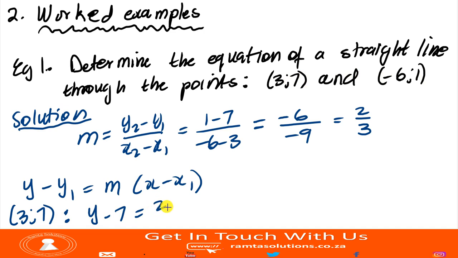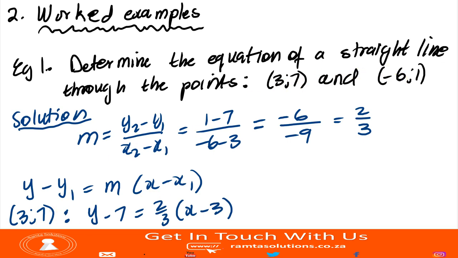What is our gradient? 2 over 3. x1, I will put 3. Okay. All right. So this is how we do it. So remember, I'm saying you can use either of the points. Okay, you can use either of the points.